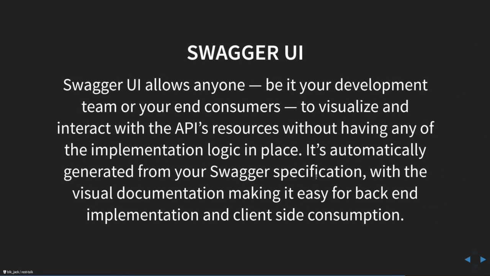And finally is the Swagger UI. So I guess I'll read it. It allows anyone, be it your development team or end consumers, to visualize and interact with the API's resources without having any of the implementation logic in place. It's automatically generated from your Swagger spec with the visual documentation, making it easy for backend implementation and client-side consumption. That's a pretty good sentence right there, or a paragraph, I guess, right? Oh, it's 2 sentences. But yeah, the idea is that with Swagger UI, you take your spec and it generates an interactive UI for it. So hopefully my tethering is up to snuff.